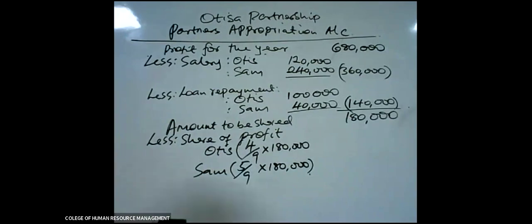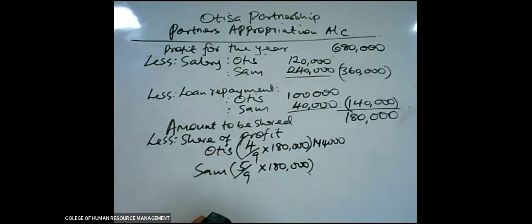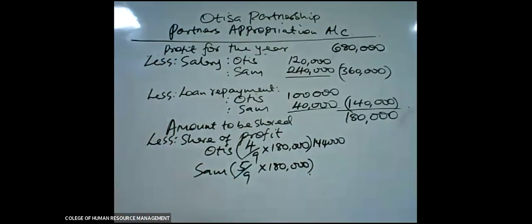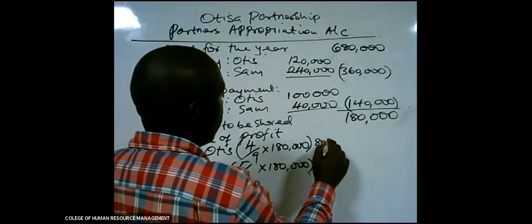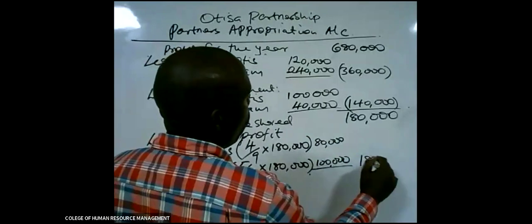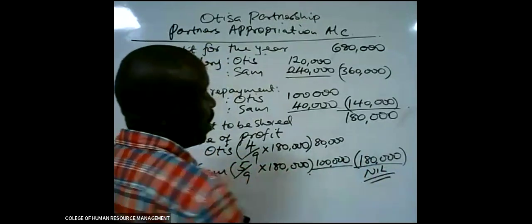For Otis, 144,000. For Sam, 36,000. Sorry, it is 50,000. This one will be 100,000. Add the two, they give you 180,000. 180 minus 180, you get 80.